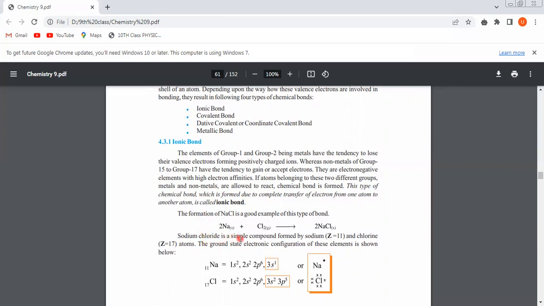Sodium chloride is a simple compound formed by sodium, Z equal to 11, and chlorine, Z equal to 17, atoms. The ground state electronic configuration of these elements is shown below.